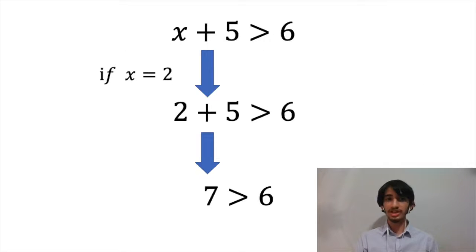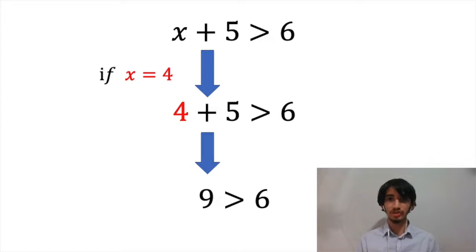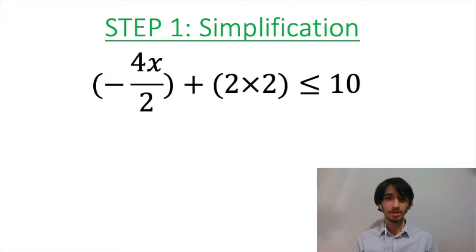Similar to equations, a solution of an inequality, when substituted in for the variable, will produce a true mathematical statement. For example, 2 is a solution to this inequality. If we substitute 2 for the variable and simplify, we get a correct mathematical statement. We also get a true mathematical statement if we use 4 as our solution here. So how exactly do we go about finding these solutions? Let's solve the following inequality to find out.